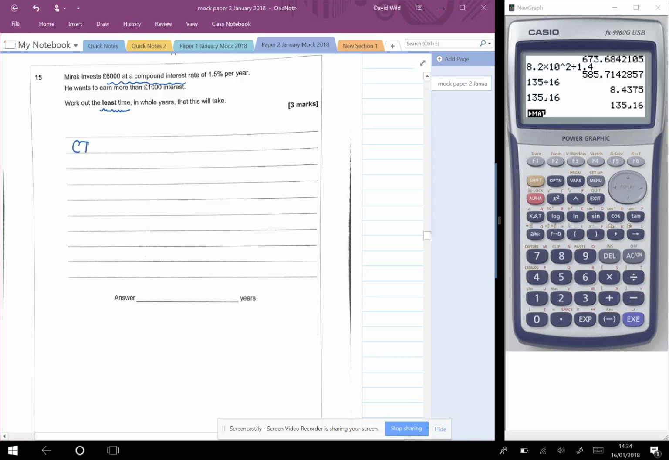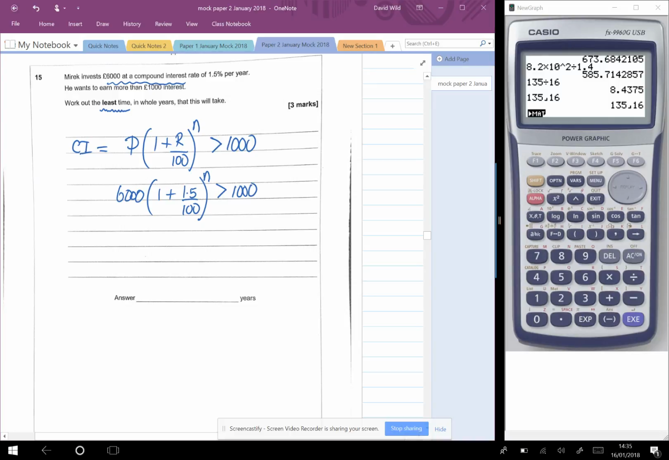So, the compound interest formula that you should know is the principal value, which is how much is invested, times 1 plus the rate divided by 100 raised to the power n. Okay, and n is the number of years. Okay, and we actually want that compound interest to be more than £1,000, so we want that to be greater than 1,000. Let's put the numbers in. P is £6,000 to start. And we've got 1 plus the rate, 1.5 over 100, and to the n is greater than 1,000.